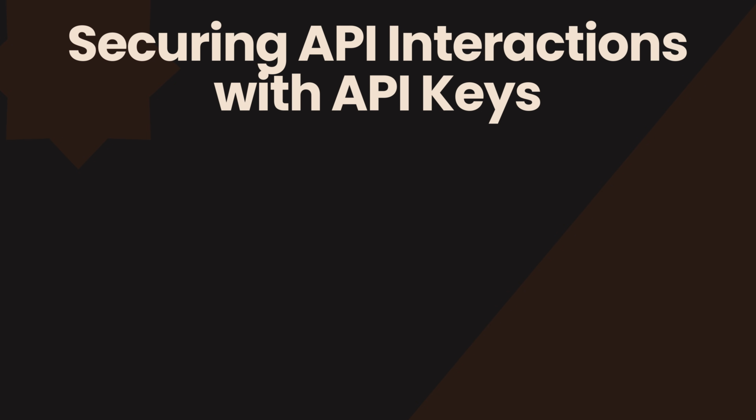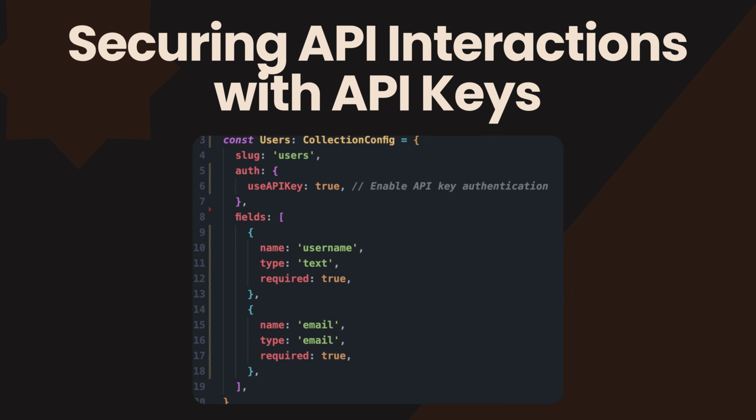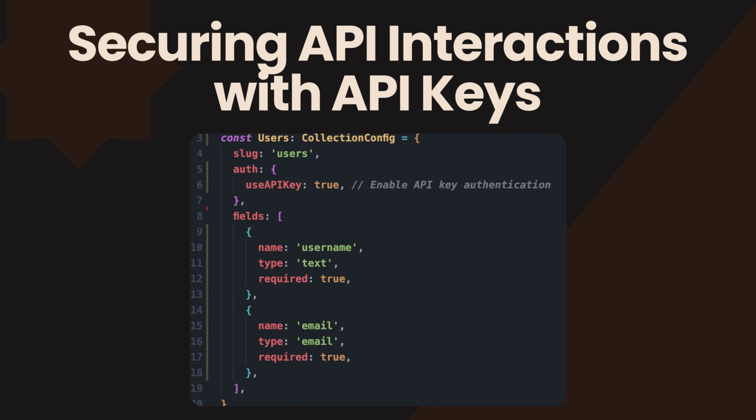When working with external APIs, it's essential to secure your interactions. Payload CMS supports API key authentication, ensuring that only authorized services can access your data. Here's how to set it up. 1. Enable API key authentication. In your collection configuration, set Use API key to True in the auth settings.